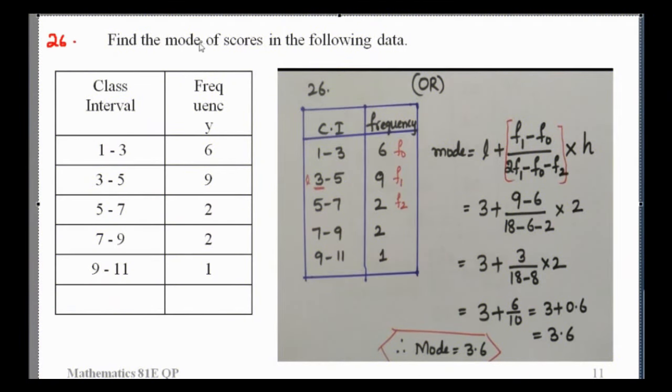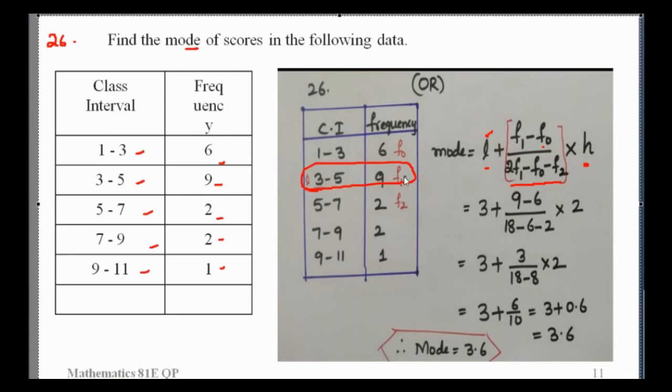26th optional problem. Find the mode of the scores in the following data. Class interval 1 to 3, frequency 6, 3 to 5, frequency 9, 5 to 7, frequency 2, 7 to 9, frequency 2, 9 to 11, frequency 1. We know the mode formula, which is L plus (f1 minus f0) by (2f1 minus f0 minus f2) into h, where L is the lower limit of the modal class. This is the modal class because its frequency is highest.